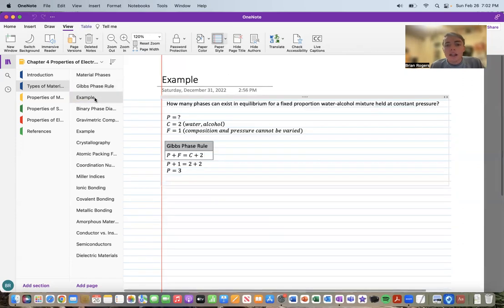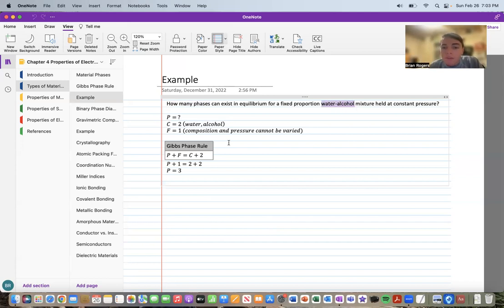Now that we have that, we're going to go to another example. How many phases can exist in equilibrium for a fixed proportion of water-alcohol mixture held at constant pressure? Okay, so right here, let's try identifying how many phases. Well, that's what the question's asking. So we're trying to calculate that right now. Then what about the composition? How many components do we have in our system? Well, it said it was a water-alcohol mixture. So water and alcohol, that's 2.